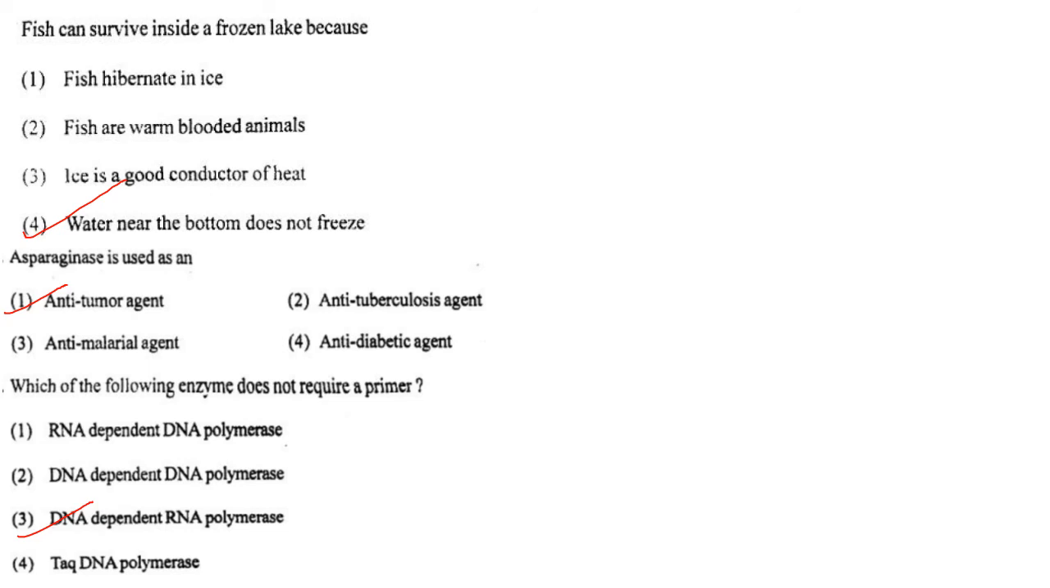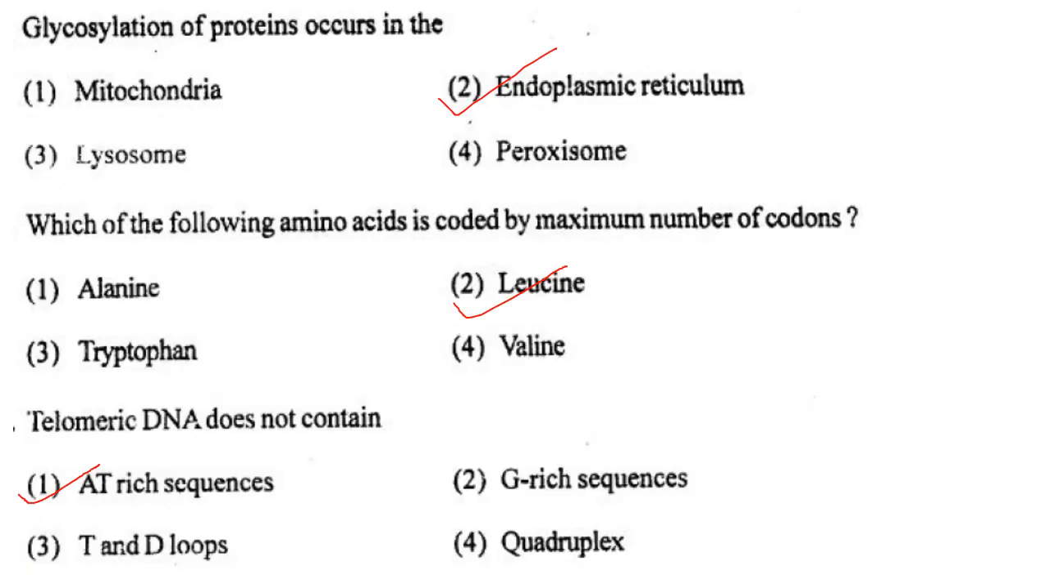Which of the following enzymes does not require a primer? Option 1, RNA dependent DNA polymerase. 2, DNA dependent DNA polymerase. 3, DNA dependent RNA polymerase. 4, Taq DNA polymerase. Answer is DNA dependent RNA polymerase. That is option 3. Next one.